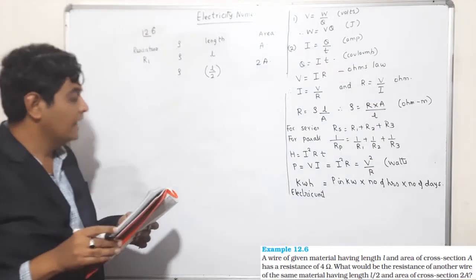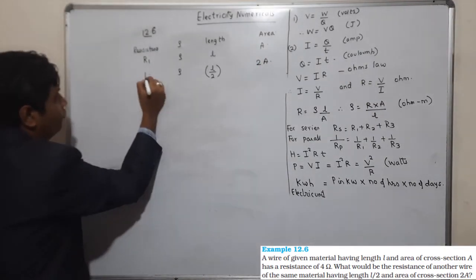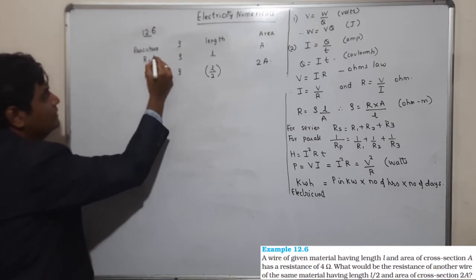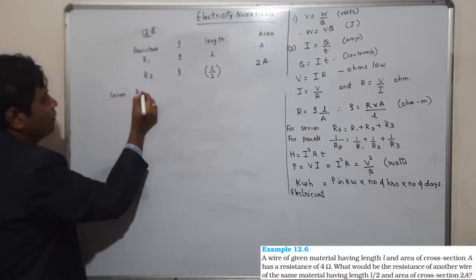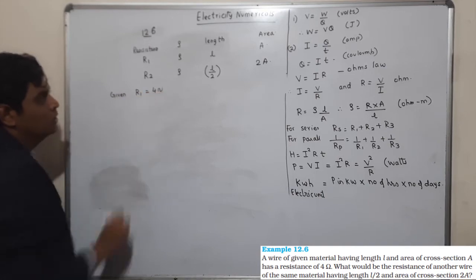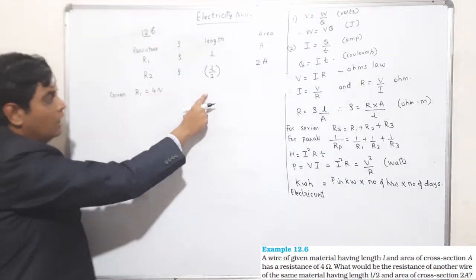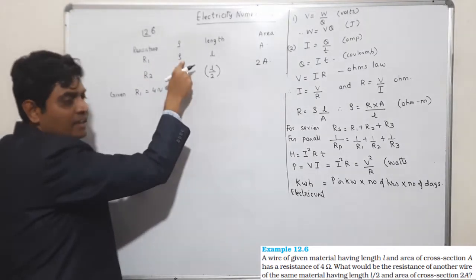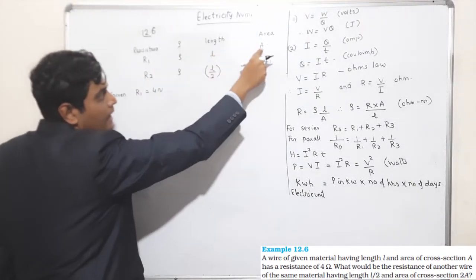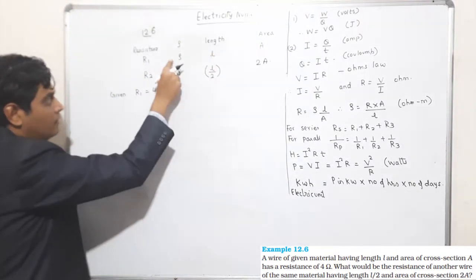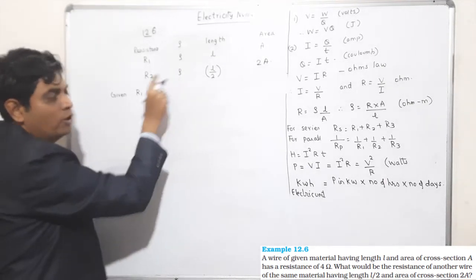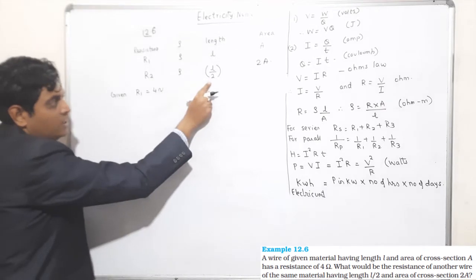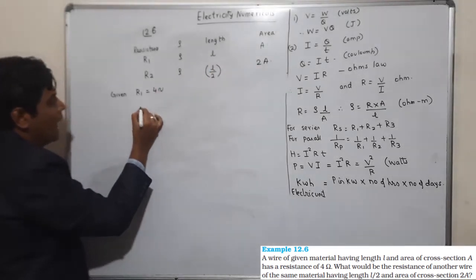In the first case, the resistance was 4 ohms. You have to find R2. So R1 is nothing but 4 ohms. It is given R1 is equal to 4 ohms. You understood this table? Resistance R1, specific resistance rho, length L, area A. My material remains the same, which means rho is the same. My length is changed, area is changed.